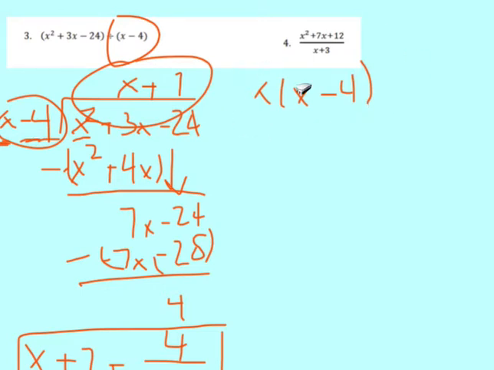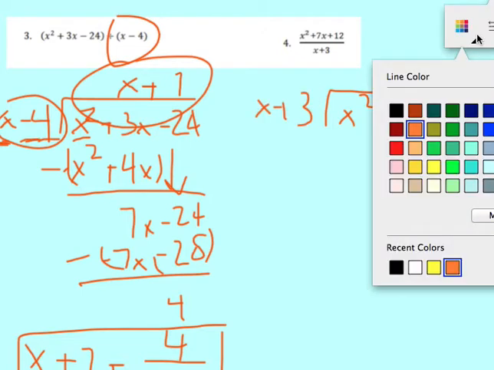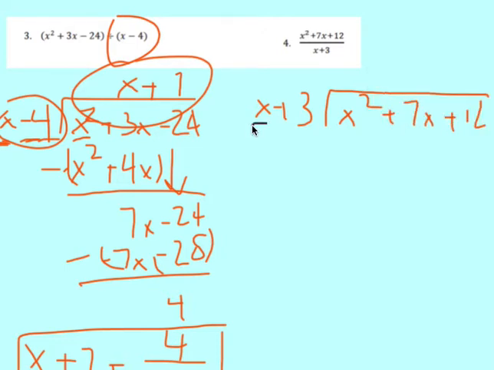Let's take a look at number 4. So for number 4, even though it's written out differently, it's still the same thing. Underneath here, I have x squared plus 7x plus 12. And then out here is x plus 3, because the x plus 3 is what we're dividing by. So it makes sense that that would come on the outside. So now we need to figure out what I need to multiply x by to get to x squared. And I need to multiply by x. So I'm going to take each of these terms and multiply them by x. So I get x squared plus 3x when I multiply each of those by x.